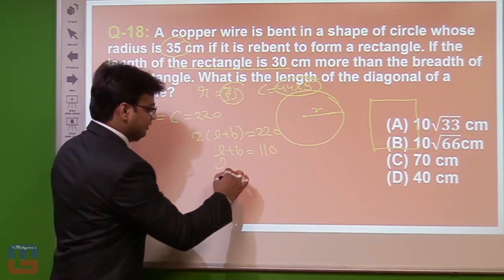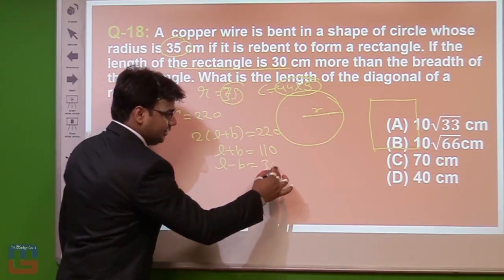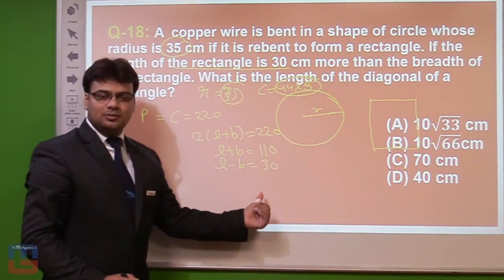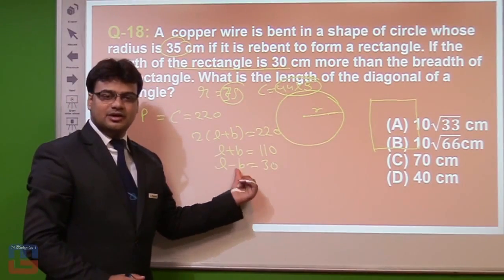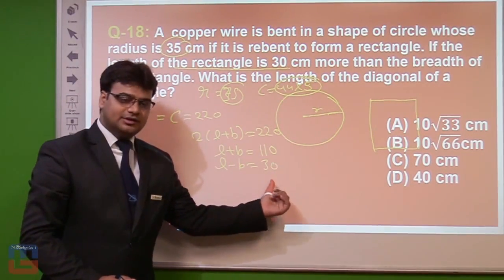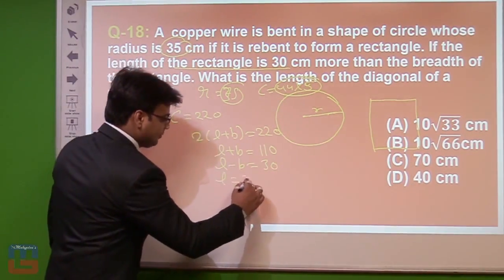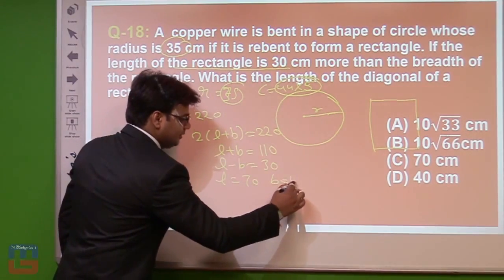That means the difference between length and breadth is 30 centimeters. If we solve both equations, what will we get? If we add them, B cancels out. 2L is equal to 140, so L is equal to 70, and B is equal to 40.